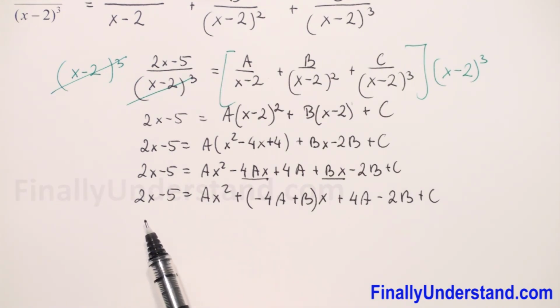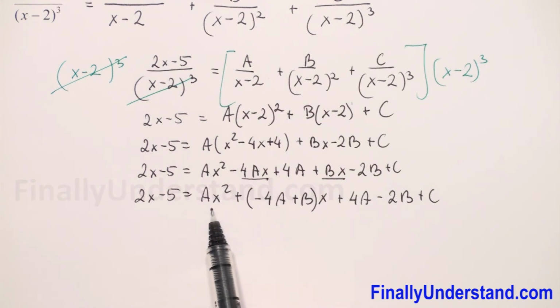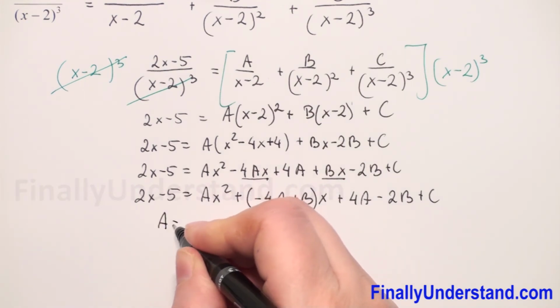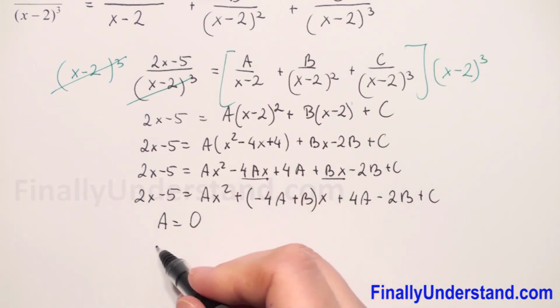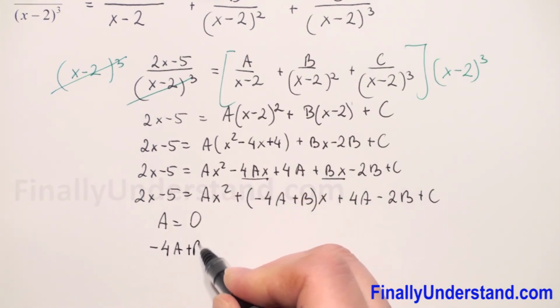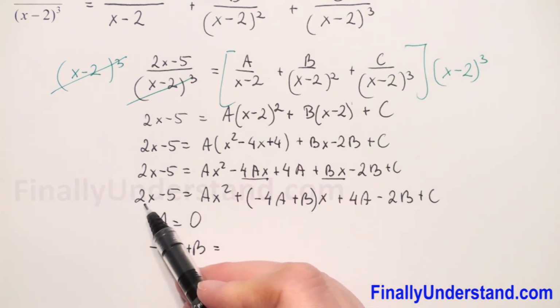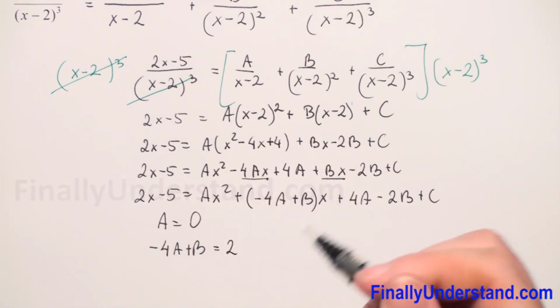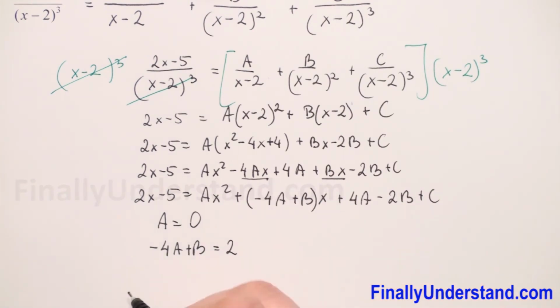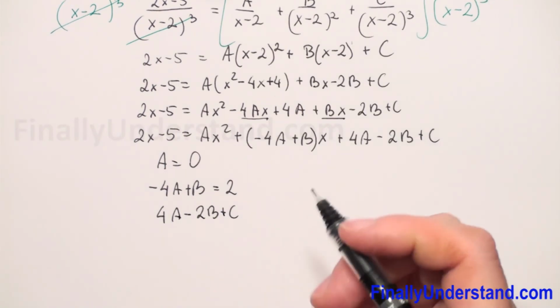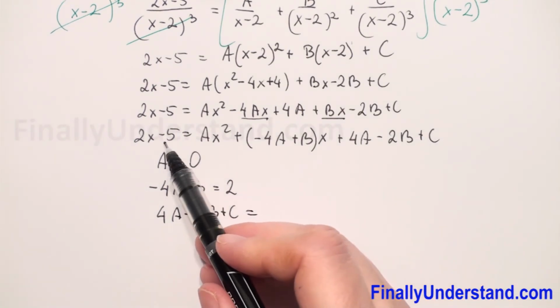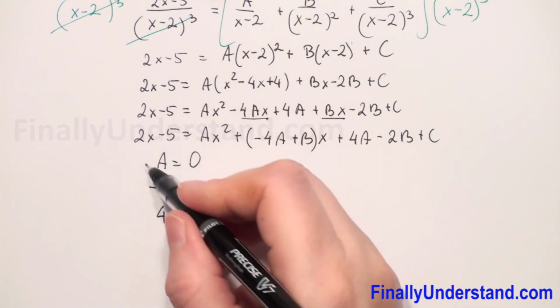So because on the left side we don't have x squared, it means that the coefficient before x squared is 0, so A must be equal to 0. Next we have negative 4A plus B, the coefficient before x must be equal to the coefficient before x on the left side, so this is 2. And our constant is 4A minus 2B plus C. This is equal, on the left side we have only negative 5.